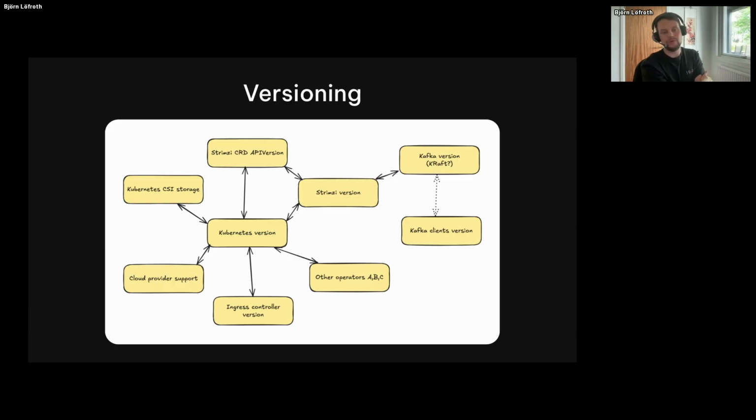You might have a cloud provider that only has support for certain Kubernetes versions, and they might have support for some storage options and not others. So there's a lot to manage here with these dependencies. You might have other operators as well. So how do you approach all of this? Well, at the end of the day, you probably have to upgrade and test, but there might be some different approaches for that.